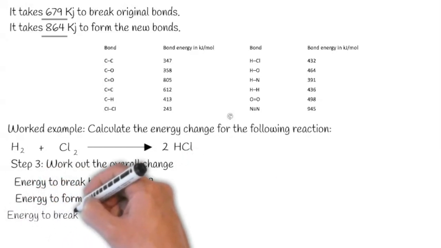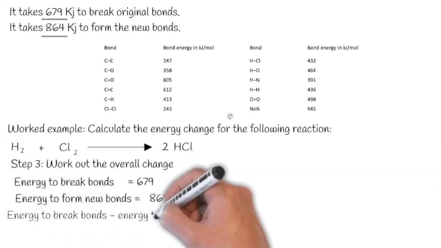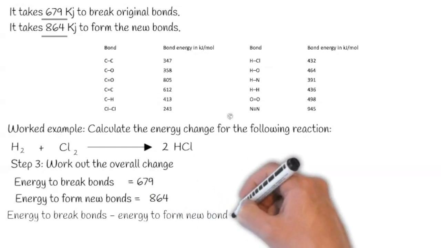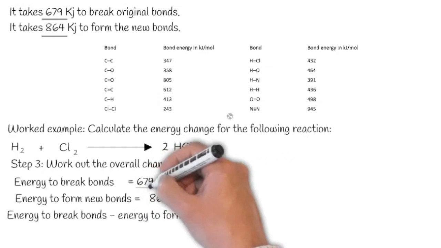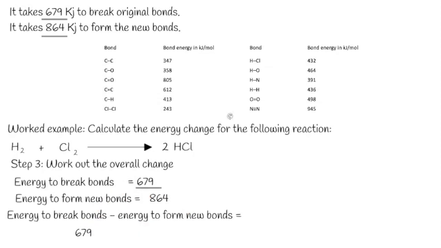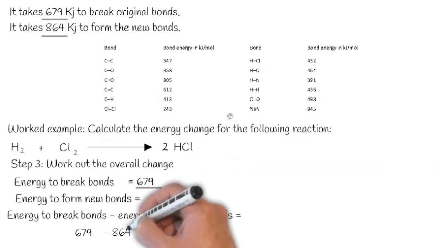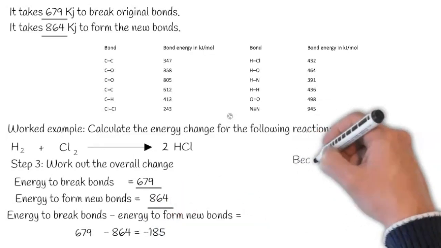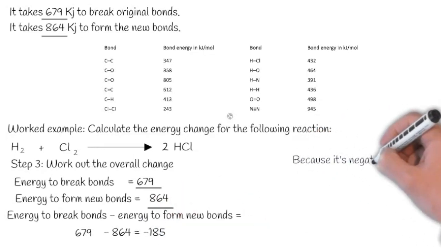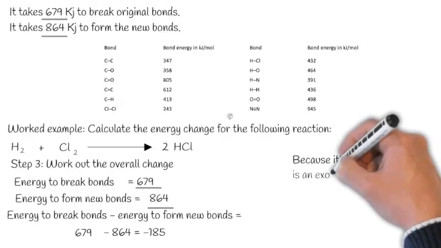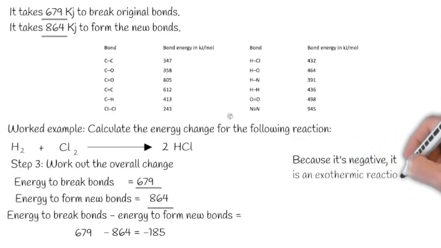So we want to do energy to break the bonds minus the energy to form new bonds. So that would be 679 take away 864, which gives minus 185. Because it's negative, it means it's an exothermic reaction.